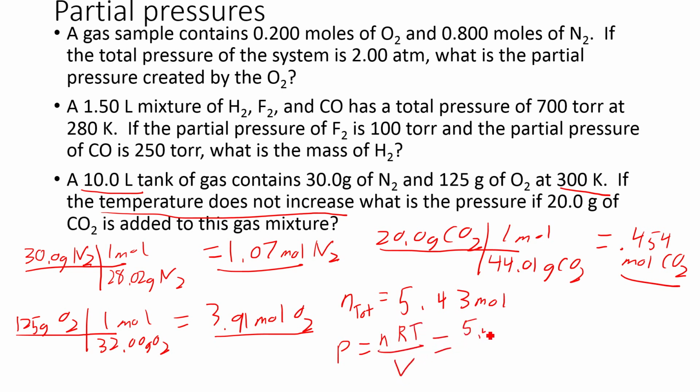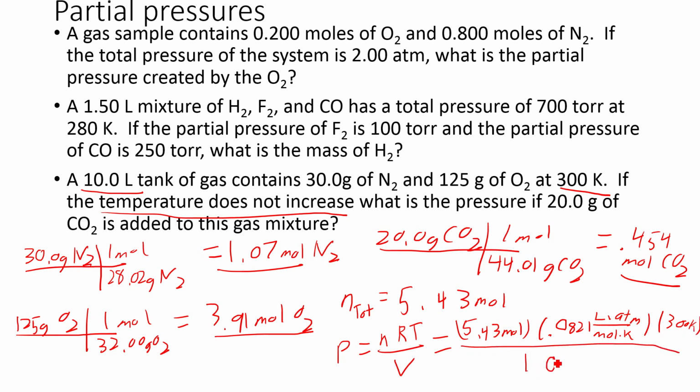So we have 5.43 moles. We have an R of 0.0821 liters times atmospheres over moles times Kelvin. We then have a temperature of 300 Kelvin, which it tells us doesn't change. And then we have a volume, 10.0 liters. So 5.43 times 0.0821 times 300 divided by 10. So we're going to have a pressure of 13.4 atmospheres. Oh, if I made it 4 sig figs, it could have been 13.37.